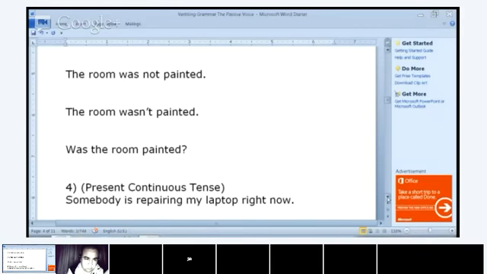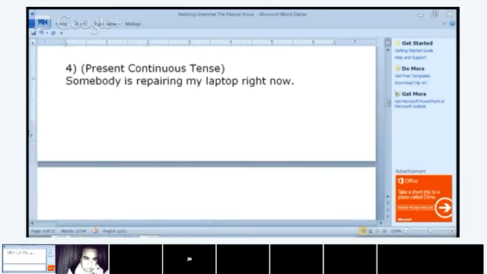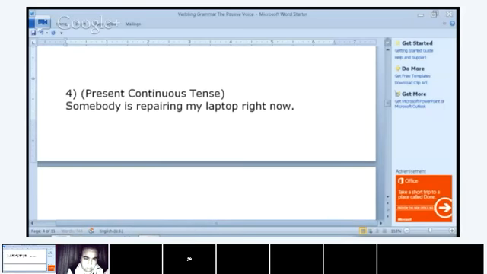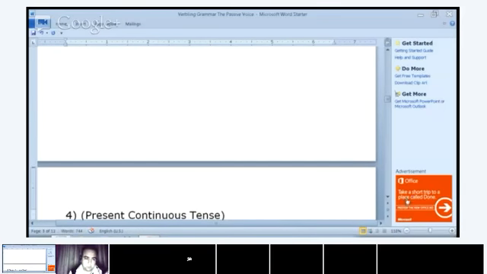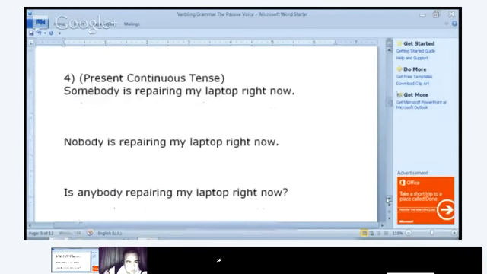And so let me move down and show you my examples. So somebody is repairing my laptop right now. That's the positive statement, probably explaining why you don't have your laptop. Nobody is repairing my laptop right now. You might be complaining about that to a business. And when you ask at the business, is anybody repairing my laptop right now? Now, somebody, nobody, and anybody is not really important information.